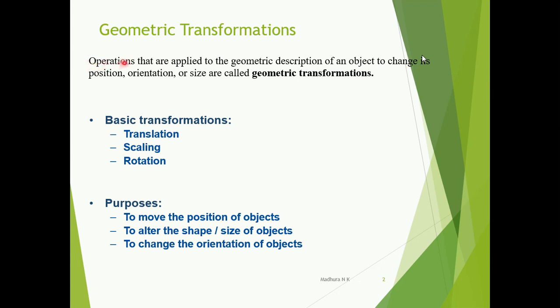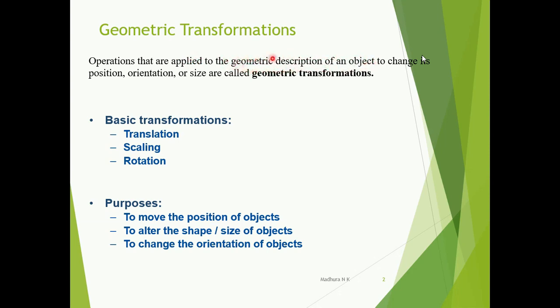Operations that are applied to the geometric description of an object to change its position, orientation or size are called geometric transformations. So these are the operations. Geometric transformation is nothing but the operations that we apply on the geometric description of an object.